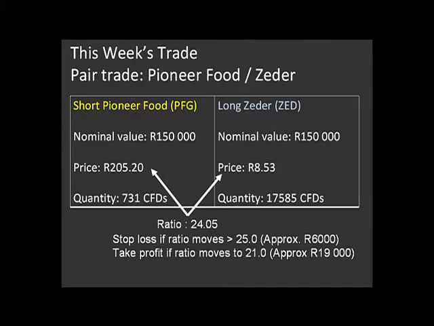Now, the thing is, I've had a number of questions around this over the last week, which seems to suggest that people battle to grasp this. A couple of the questions were that they've been stopped out on the ZED leg of the trade, for example, or they've been stopped out on the Pioneer leg of the trade. Now, you don't put an individual stop loss on the stocks themselves here. Remember, what you're doing is you're effectively trading the ratio. So that 24.05, we want that ratio to come down. If it moves up, well, then we're out of the money on the trade.